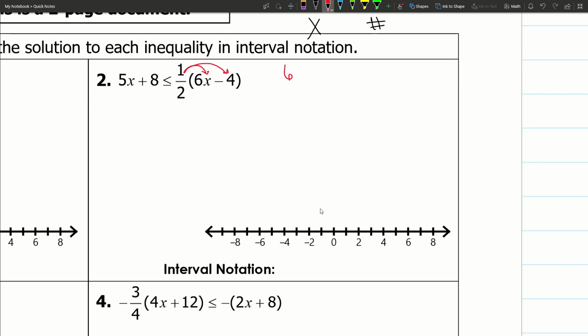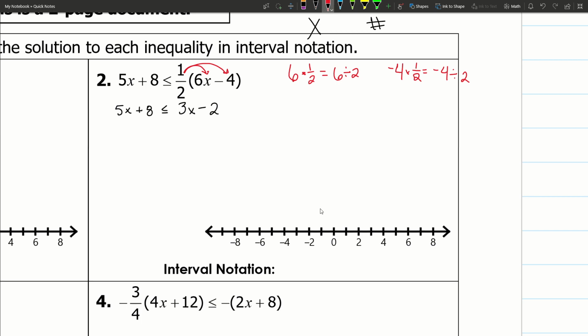When we are doing 6 times 1/2, we can also think of that as 6 divided by 2. And same thing when we are doing negative 4 times 1/2, what we can think of is negative 4 divided by 2. So the left half stays the same. 5x plus 8 is less than or equal to 6 divided by 2 would give me 3x, and negative 4 divided by 2 gives me negative 2.